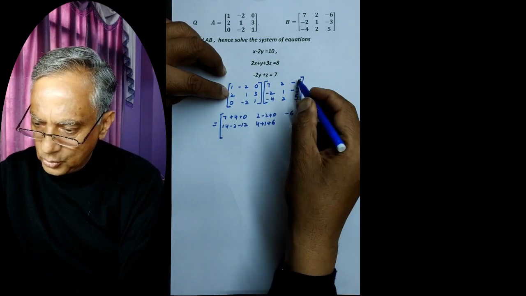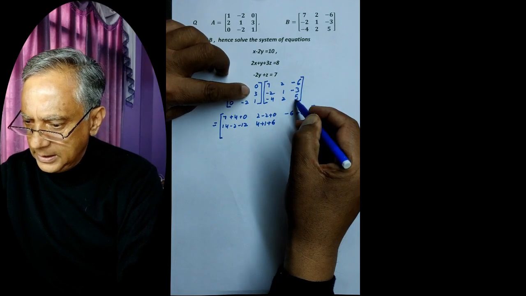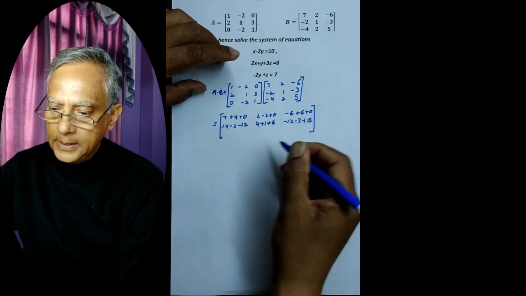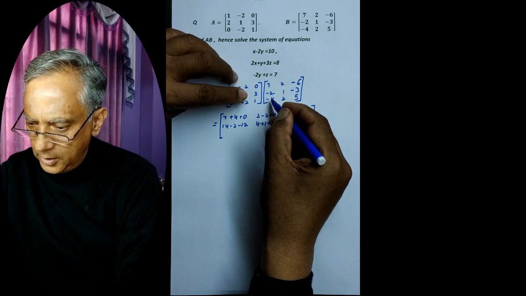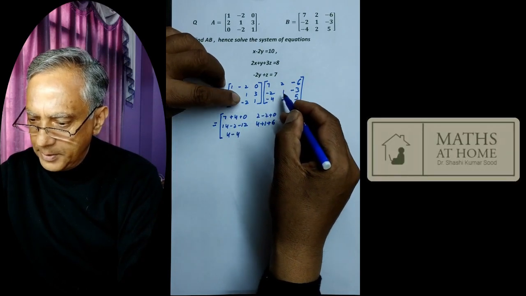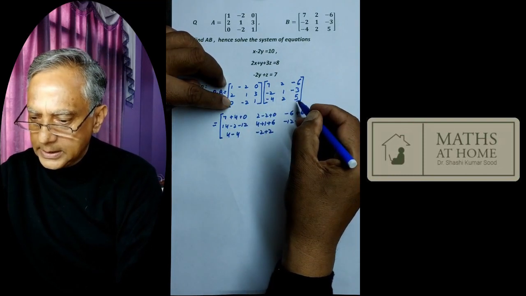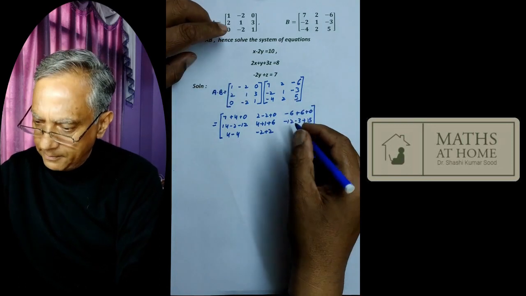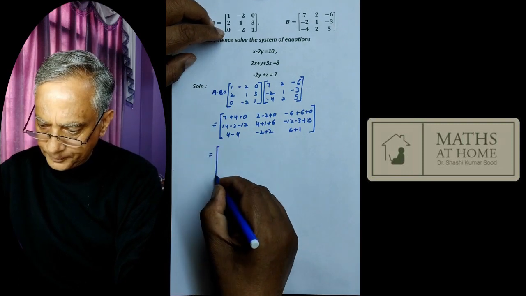And this into this. This will be minus 12 minus 3 plus 15. This into this. This will be 0 minus minus plus 4 minus 4. This into this will be minus 2 plus 2. This into this, minus minus plus 6 and plus 5. So we will have, simplify this.